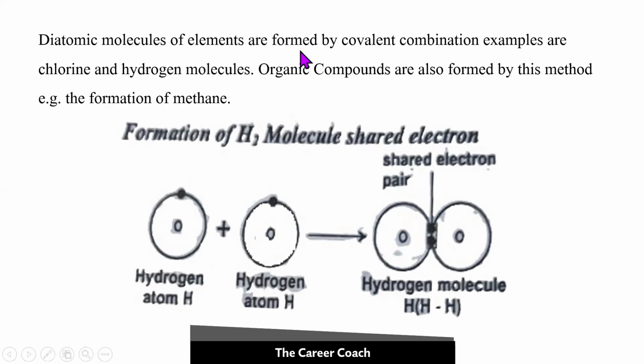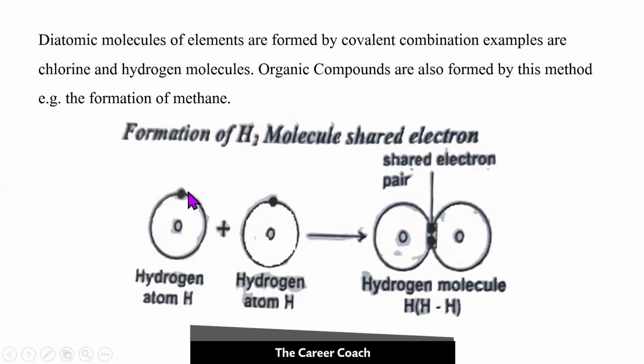Diatomic molecules of elements are formed by covalent combination. Examples are chlorine and hydrogen molecules. Organic compounds are also formed by this method, e.g. the formation of methane. For this example, we'll look at the formation of hydrogen gas. It's an example of a covalent bonding.